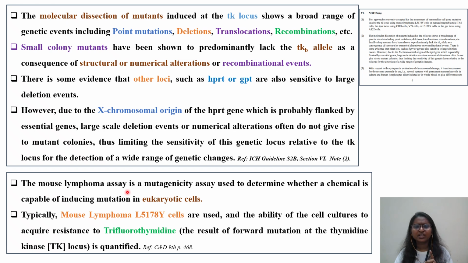The mouse lymphoma assay is a mutagenicity assay used to determine whether a chemical is capable of inducing mutations in eukaryotic cells, not prokaryotic. Typically, mouse lymphoma L5178Y cells are used, and the ability of the cell cultures to acquire resistance to thymidine, the result of forward mutation at the thymidine kinase TK locus, is quantified. So here the damage is quantified, which becomes the primary reason for this L5178Y mouse lymphoma assay.